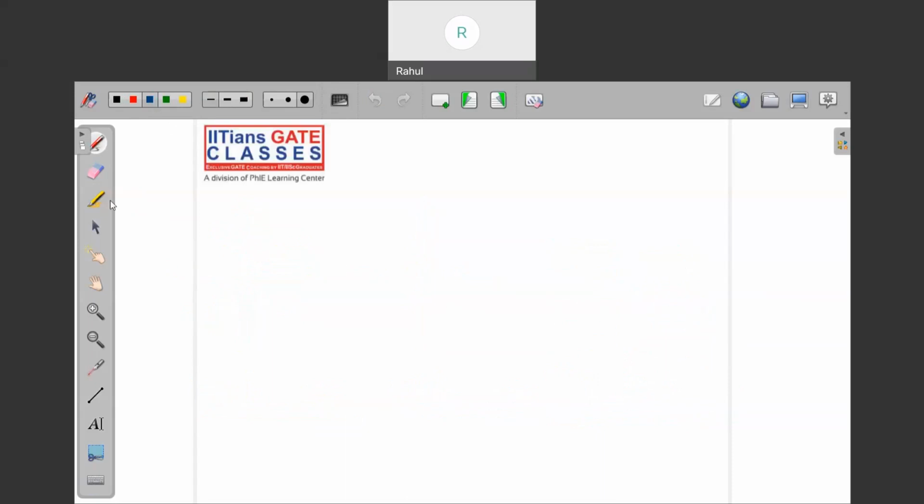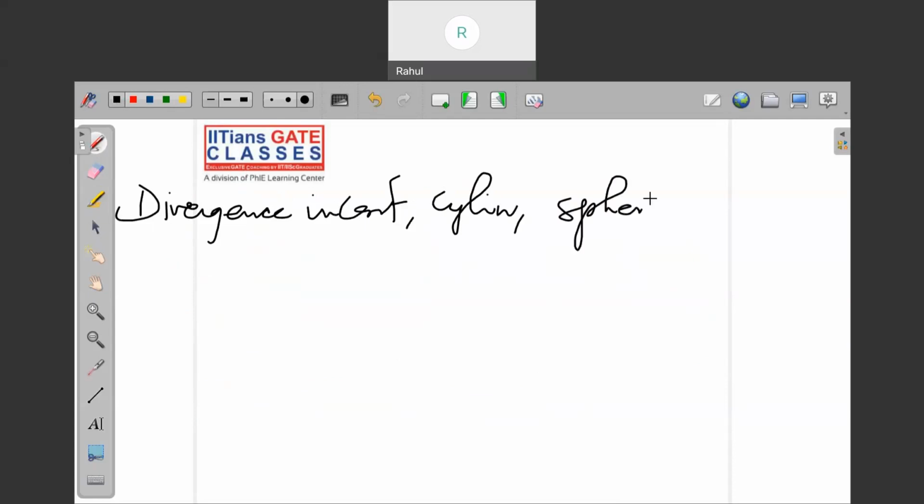So let us talk about divergence expressions in all three coordinate systems, right? The divergence expression in Cartesian, cylindrical, and spherical coordinate systems.